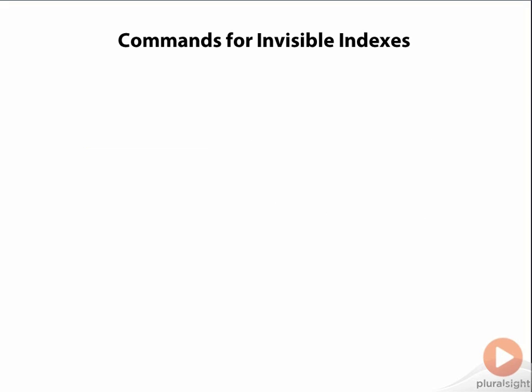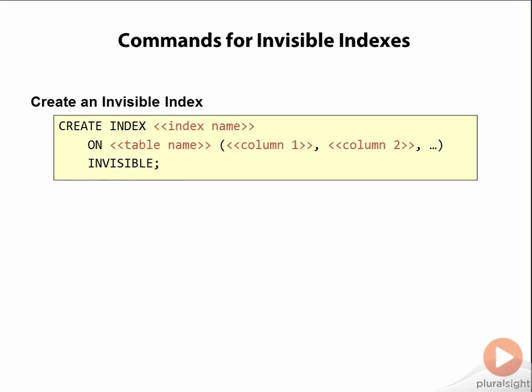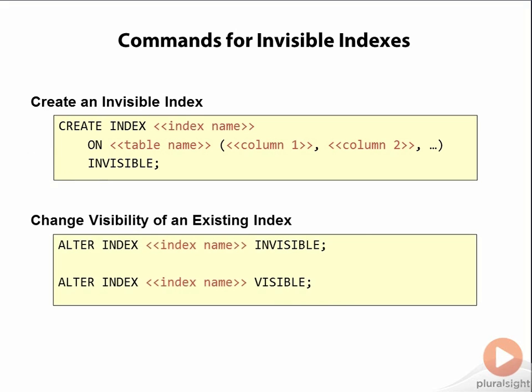So let's look at some of the syntax around invisible indexes. If we want to create an index and have it be invisible, all we have to do is include the invisible keyword in the create index statement, like we see here. If we have an existing index that is currently visible and we want to make invisible, we perform an alter index and include the invisible keyword. To make an index that is currently invisible visible again, we use an alter index statement, but this time the keyword is visible.